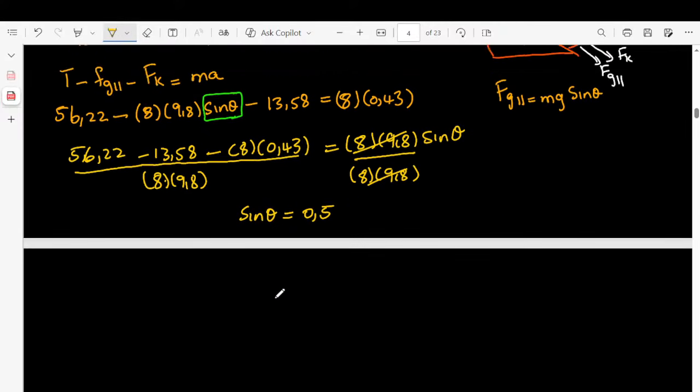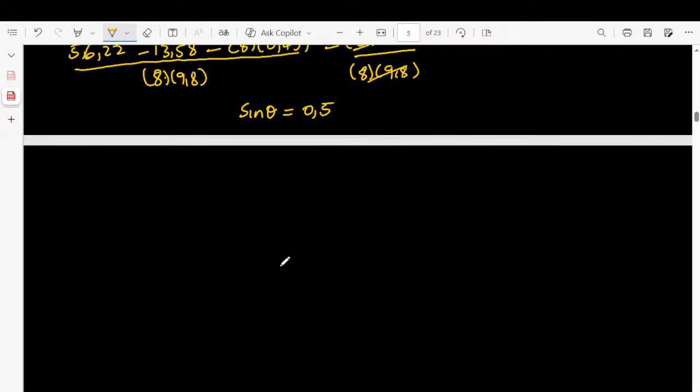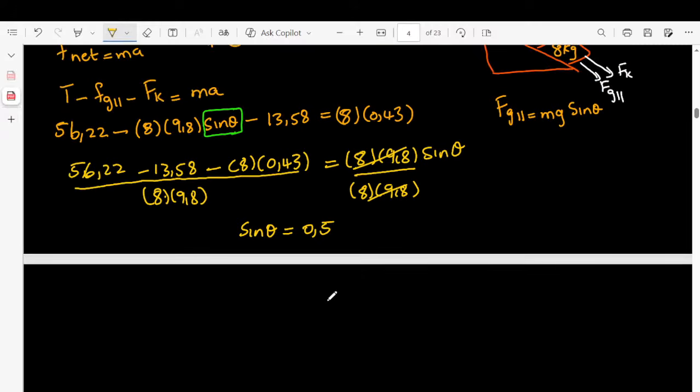So now look at this. If you punch that on the calculator, you'll get sine theta to be 0.5. Okay, everything is good. Now how can we solve for theta? If I have sine theta to be 0.5, come on, this is grade 10. We need to find the reference angle. So theta will be equal to sine inverse of 0.5, which should give you 30 degrees. Half is 1 over 2, and sine inverse of 1 over 2 is 30. Therefore, theta is equal to 30 degrees.